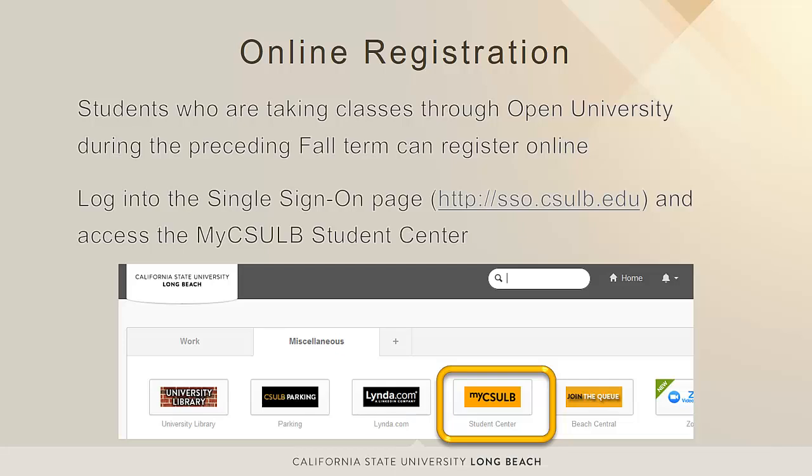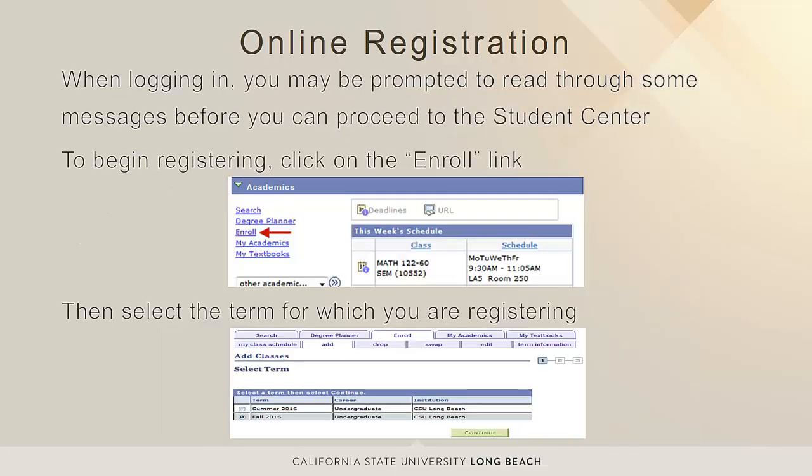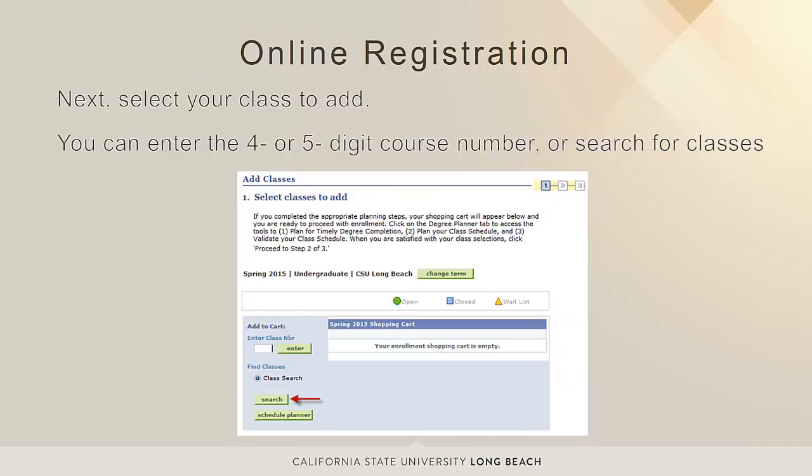Students who are taking classes through Open University during the preceding fall term can register online. In order to do this, you will log into the single sign-on page and access the MyCSULB Student Center. When logging in, you may be prompted to read through some messages before you can proceed to the Student Center. Once there, to begin registering, click on the Enroll link, then select the term for which you are registering. Next, select your class to add.